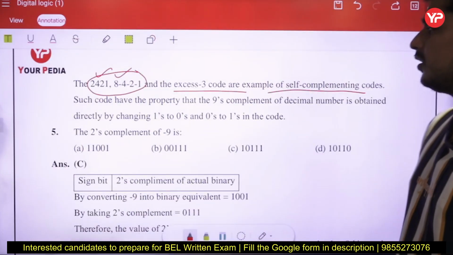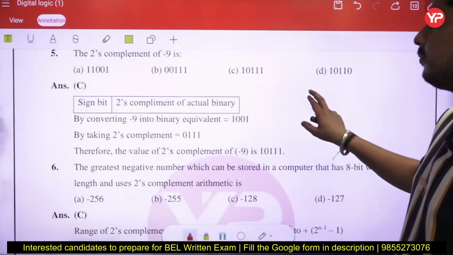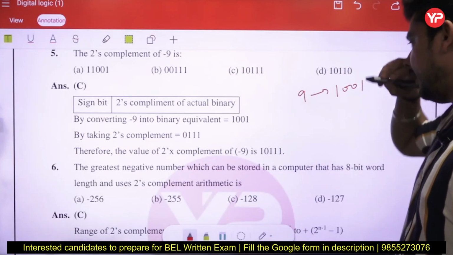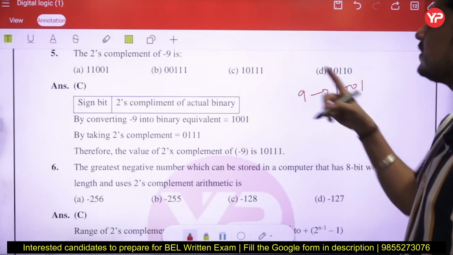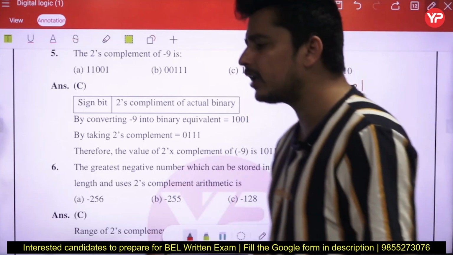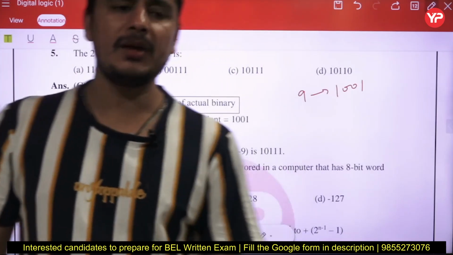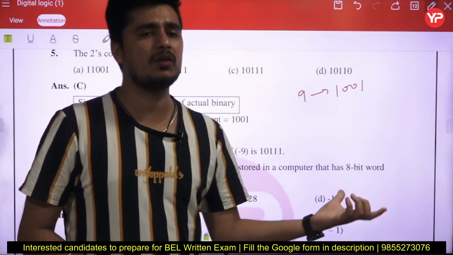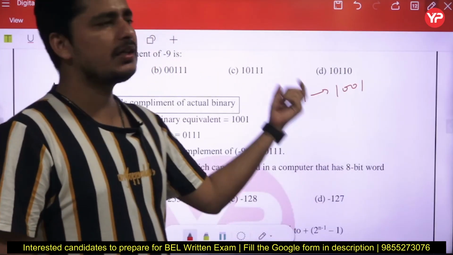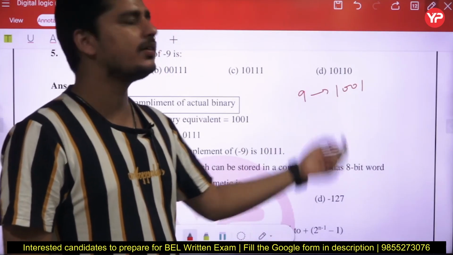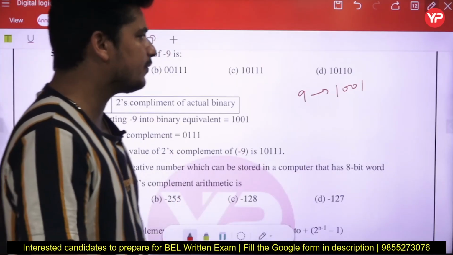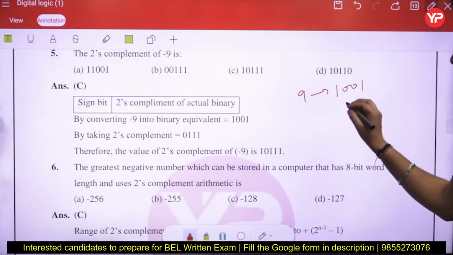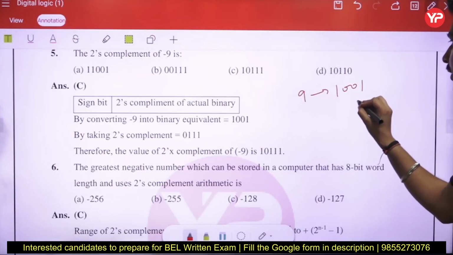2's complement representation of -9. What is the 2's complement representation of -9? First represent the 9, that is 1001. Then you have to take the 2's complement because it is a negative number. Whenever you are writing a number in 2's complement format, remember the positive number is written as it is. And for negative numbers, what should you do? First write the positive equivalent of that number, then take its 2's complement. How can we take the 2's complement? First write the same number, then take its 1's complement, and when you are taking the 1's complement, change 0 to 1, 1 to 0.